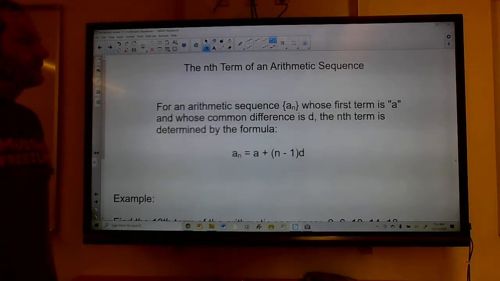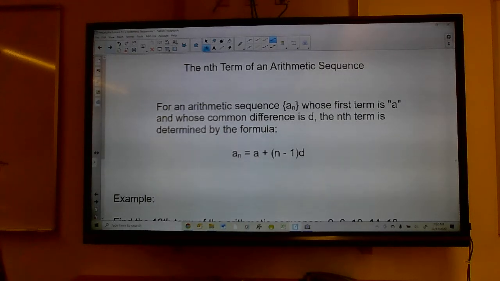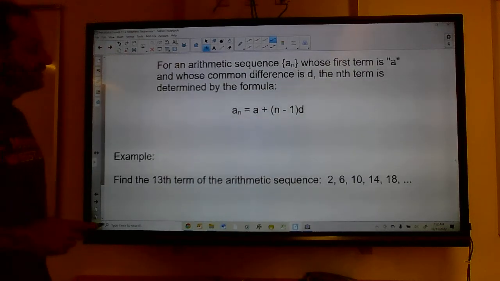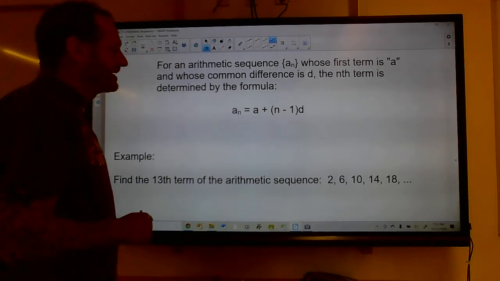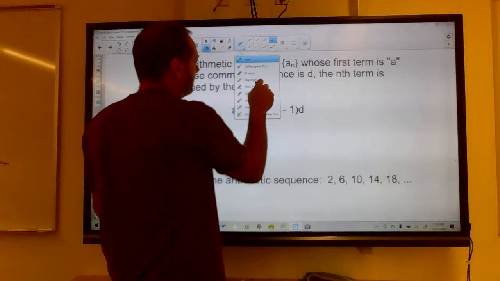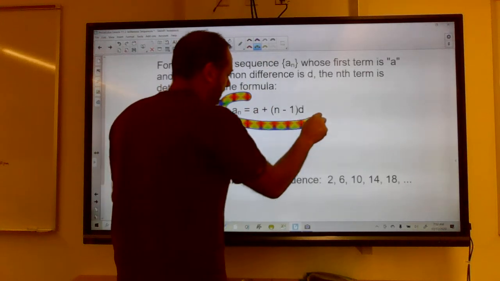All right, the nth term of an arithmetic sequence. So for an arithmetic sequence a sub n whose first term is a and whose common difference is d, the nth term is determined by the formula a sub n equals a plus n minus 1 times d. Okay, you want to know this formula right here.